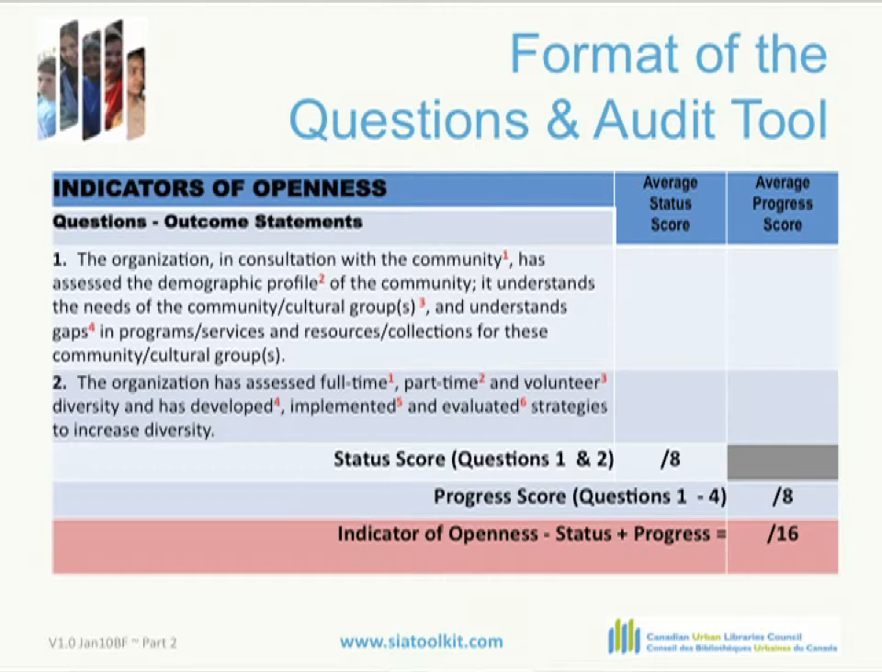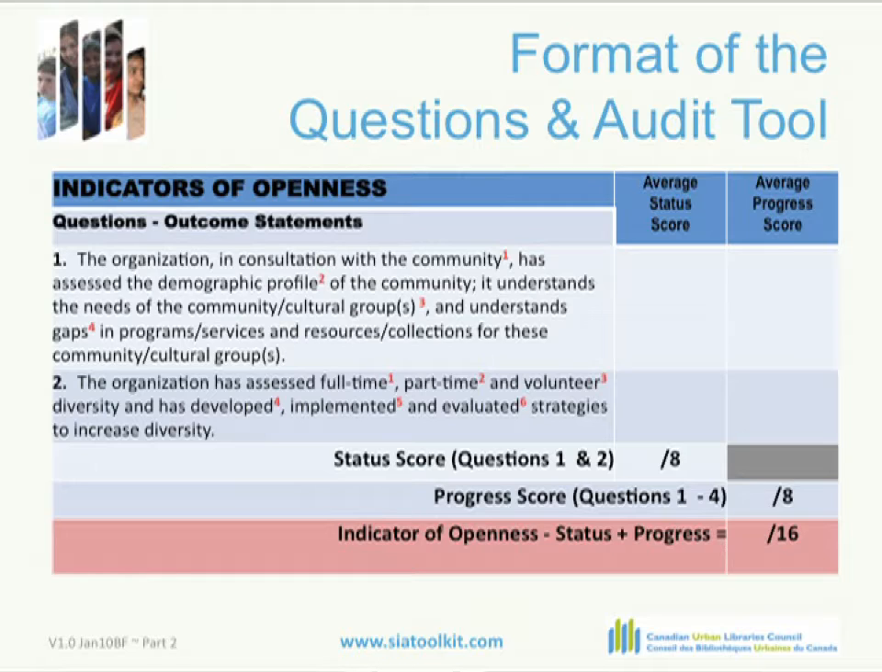Number 1, the organization, in consultation with the community, has assessed the demographic profile of the community, and it understands the needs of the community and cultural groups, and understands gaps in programs, services, or resources or collections for these community and cultural groups. So in this part, you would rate as a group the level of status on removing these barriers to inclusion by achieving these 4 pieces.